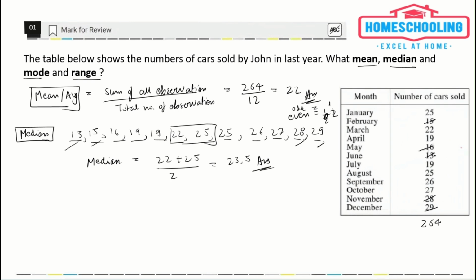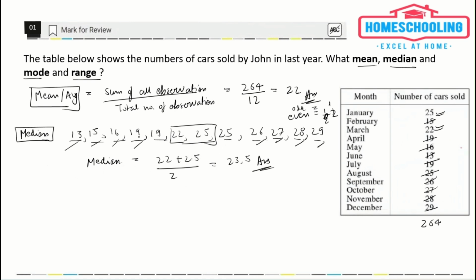Then after this, we can cut 16 and 27. Then we can cut 19 and 26. Then we can cut 19 and 25. So 19 and 25 are cut. Now we are left with only these two numbers. These are the middle numbers. So we can find the median by finding the average of these two middle numbers.